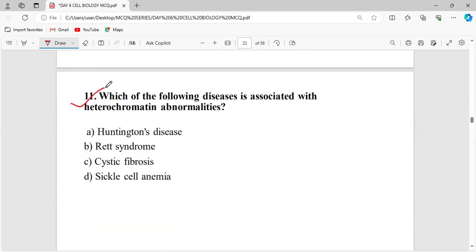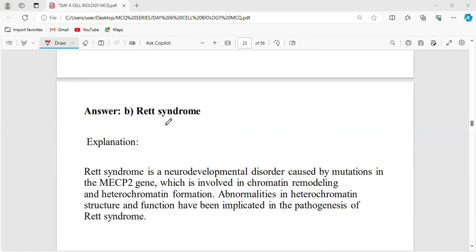Now, which of the following diseases is associated with heterochromatin abnormalities? Maintaining the structure of the chromosome and its stability is very important, and that has to be done by heterochromatin. If heterochromatin does not function normally, what disease will happen? Is it so? And that will be Rett syndrome.